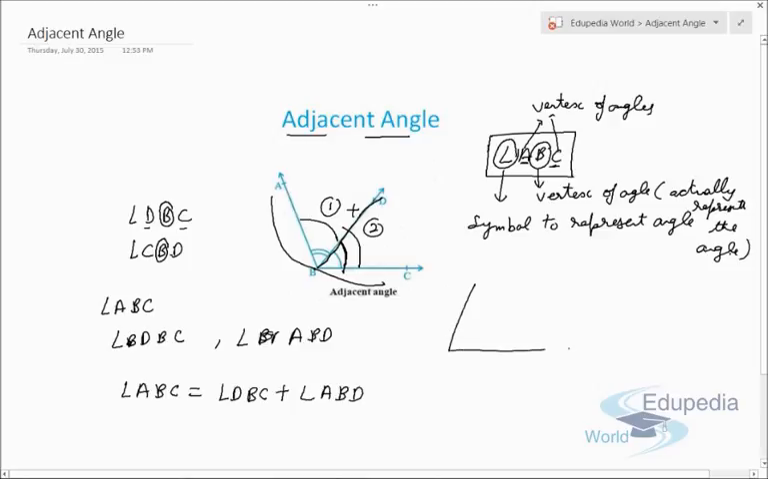Suppose we have another angle like this, and we separate this angle by another common arm like this. Let it be A, B, C, and let it be D. So these two angles, this angle and this angle, become adjacent angles. Why? Because they are separated by a common arm. So that's why these two angles become adjacent angles. So this is the concept of an adjacent angle.